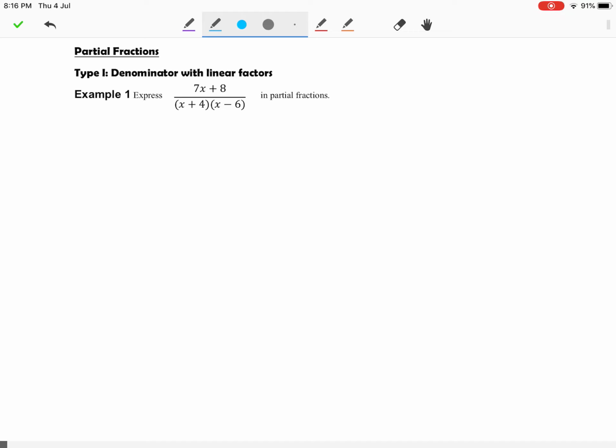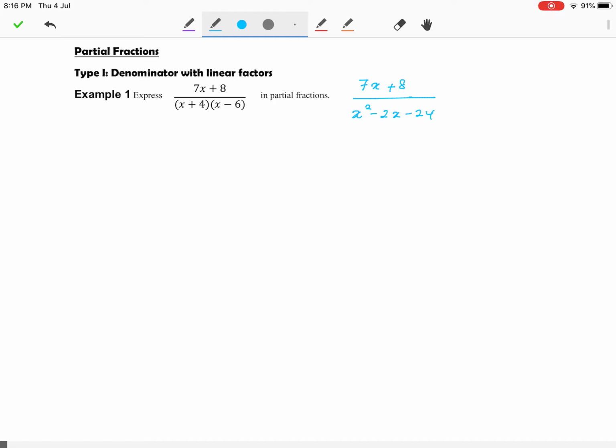So normally in exams, what you have might not be expressed as the linear factors in the denominator. Instead, you might have a fraction given like 7x plus 8 over x square minus 2x minus 24. As you can see now, in example 1, I already factor the denominator into linear factors for you.